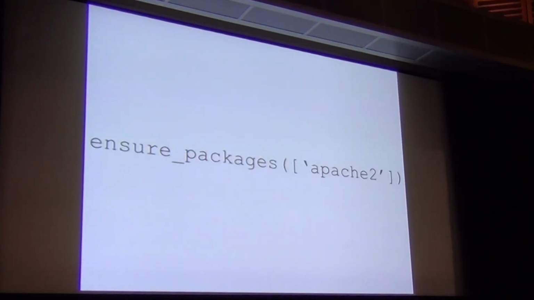So a way to avoid that is to use the ensure packages function. The ensure packages function takes a list of packages and only adds them to the catalog if they don't already exist. This way, more than one module can list a package as a dependency without causing a resource conflict.